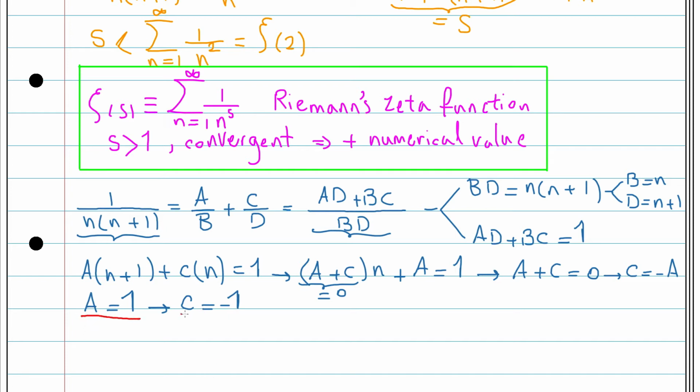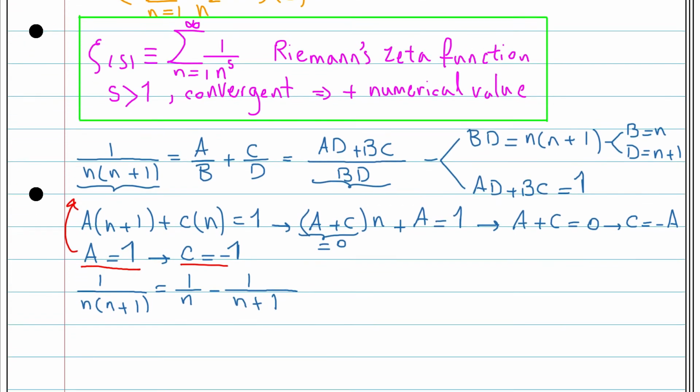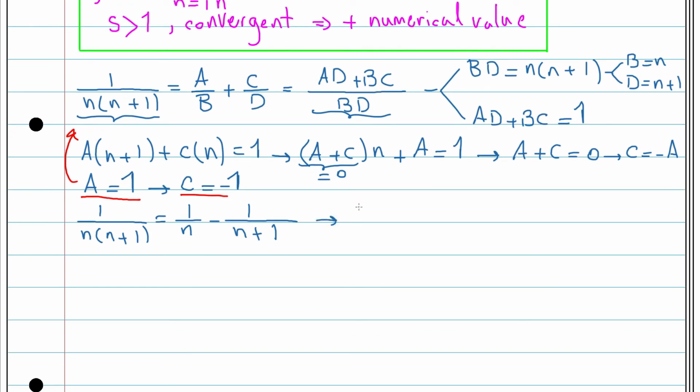Now I plug them in here and I get 1 over n times n plus 1 equals 1 over n minus 1 over n plus 1. So I have S equals the sum over 1 to infinity of 1 divided by n minus 1 divided by n plus 1. And this is nothing but a telescoping series.